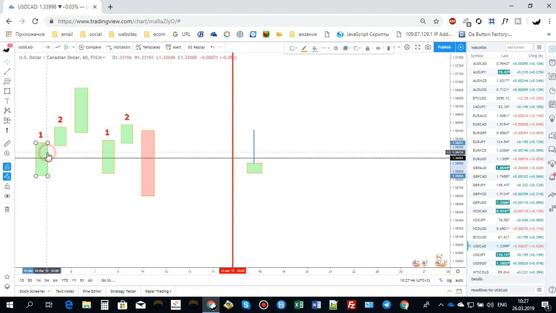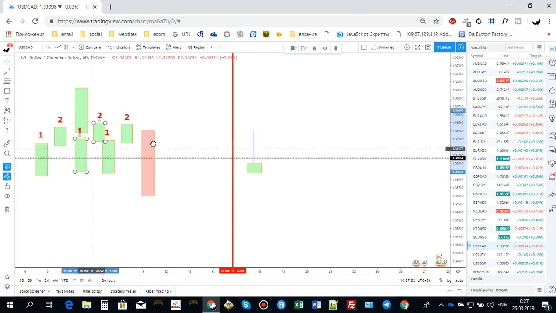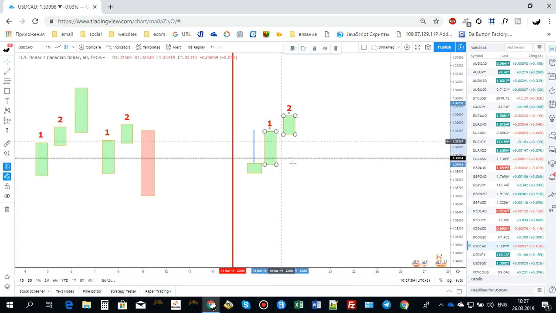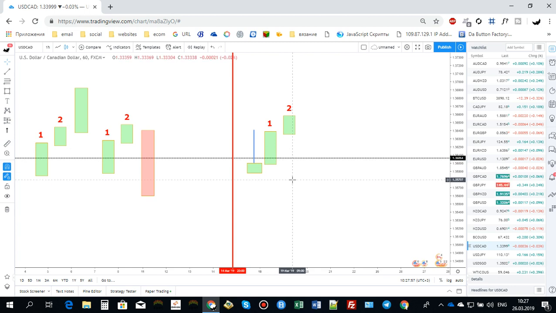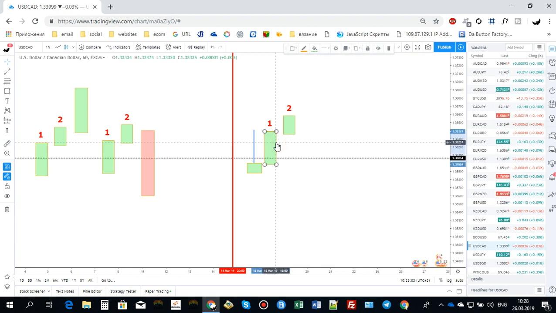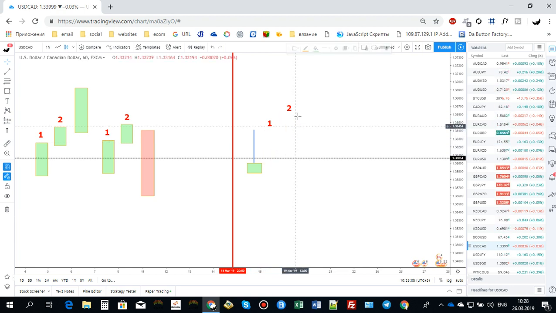And it is pretty common that after testing we have valid breakouts. You see, pretty common situation. So what we should have is a test confirmation.